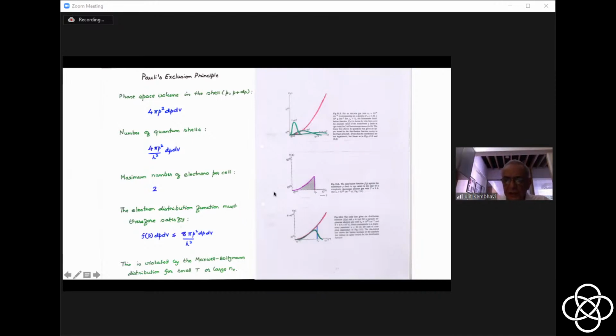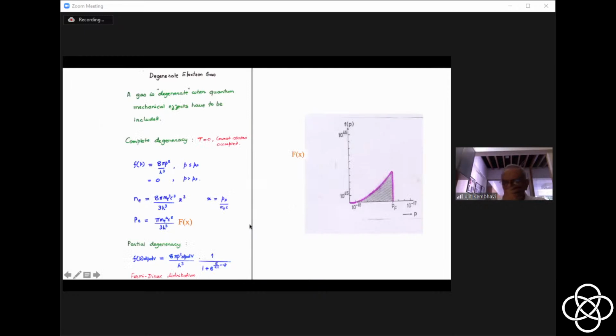Right, so a gas like this, at T equal to 0, a quantum mechanical gas, is known as a fully degenerate gas. So here we have a fully degenerate gas with T equal to 0, and so the distribution function is f(p) equal to 8πp² by h³ when p is less than the Fermi momentum, and equal to 0 otherwise. There are no electrons outside that.